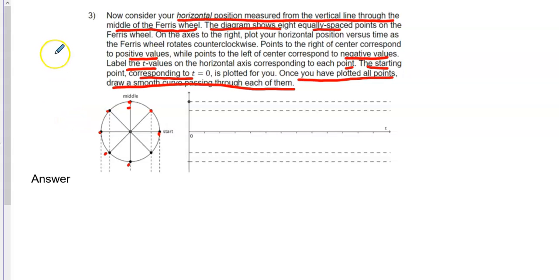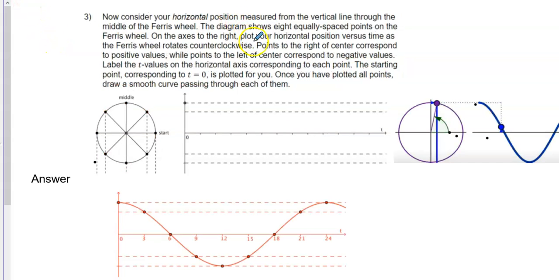Please think about this, pause the video, try your hands, and let's meet to take it. Remember what we are doing. We want to plot the horizontal positions versus time as the Ferris wheel rotates counterclockwise.